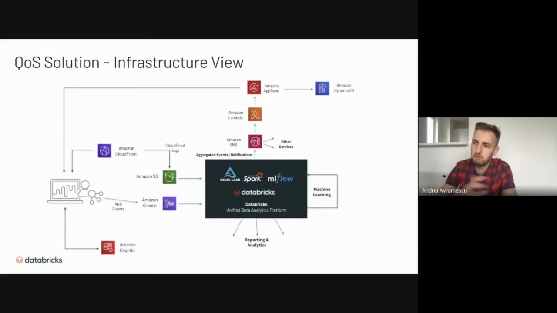The other source of data is the CloudFront CDN logs. CloudFront allows you to dump all the data in S3, and we are using something called Databricks Autoloader to ingest that data into Delta in order to get better performance when querying the data.